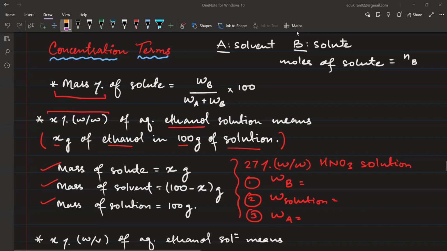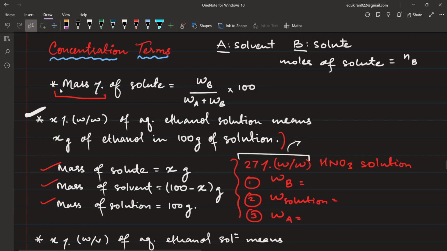Read this statement. X percentage W by W of aqueous ethanol solution means X grams of ethanol in 100 grams of solution. Okay, so now we have 27% W by W of HNO3. Translate this. What would be its meaning? HNO3 in grams of solution.